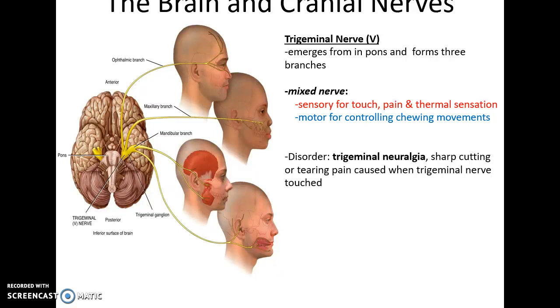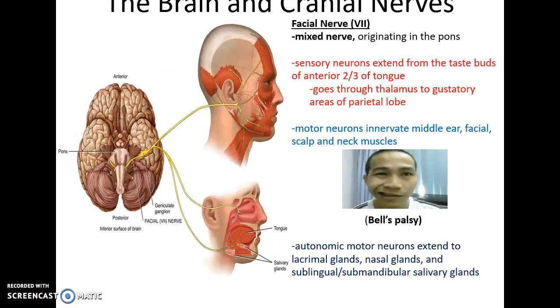Trigeminal nerve, cranial nerve 5, emerges from the pons, has 3 main branches, hence trigeminal. It is a mixed nerve, with sensory information for touch, pain, and thermal sensations coming from the deeper structures of the face, and motor functions for controlling chewing movements. Damage to this can lead to trigeminal neuralgia, a sharp cutting or tearing pain caused whenever the trigeminal nerve is touched.